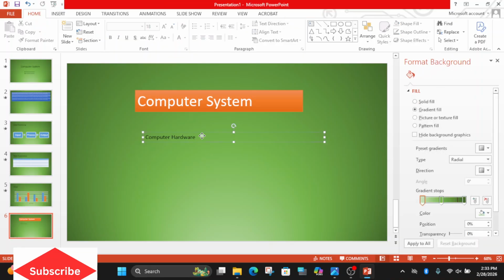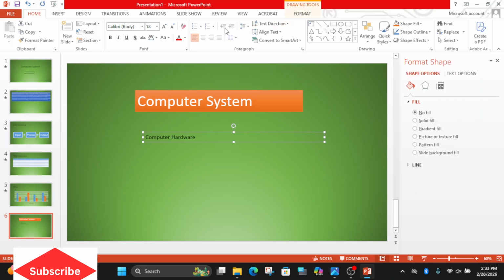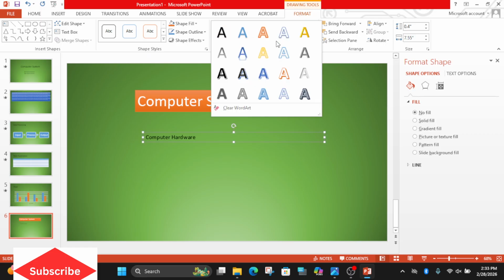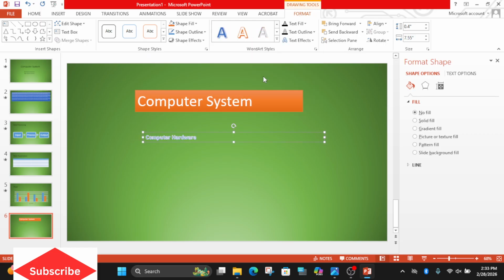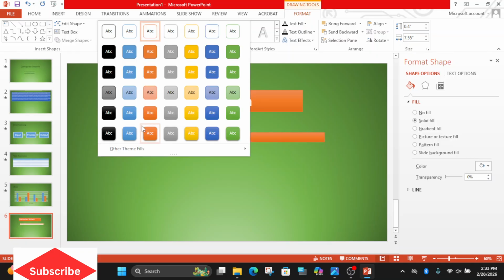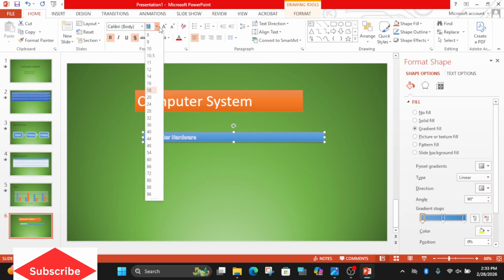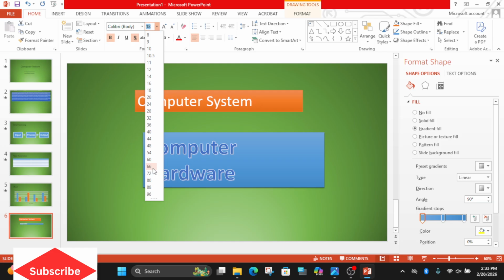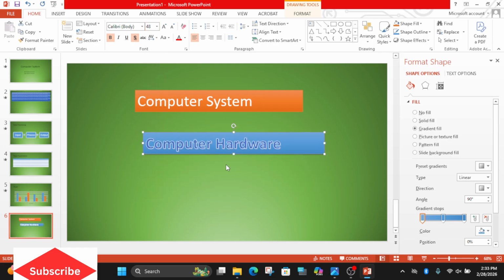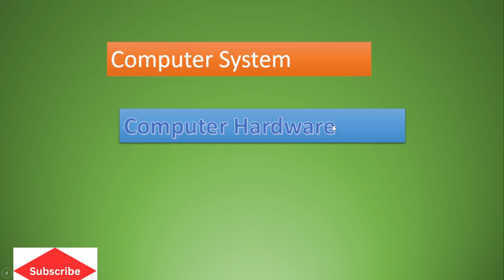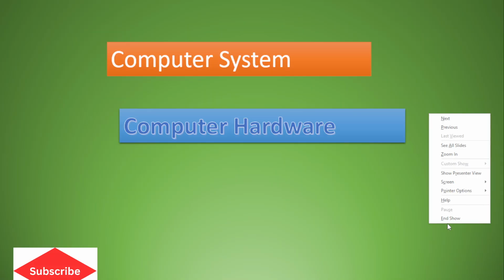You select this one. You can make it attractive by using the format tab. You can change the text here, changing the styles and the background color like this. You can increase the size. And when you want to present a slideshow from the current slide, from the already existing slide.